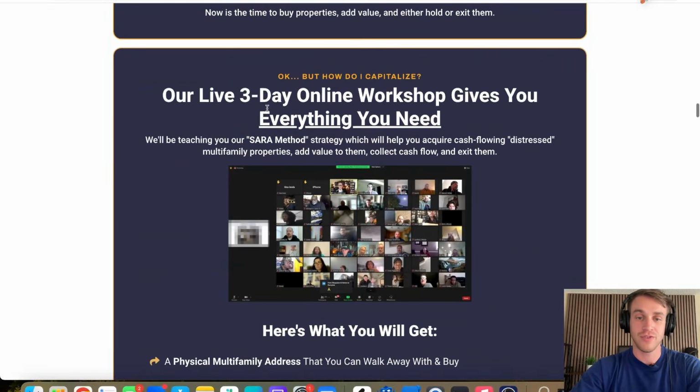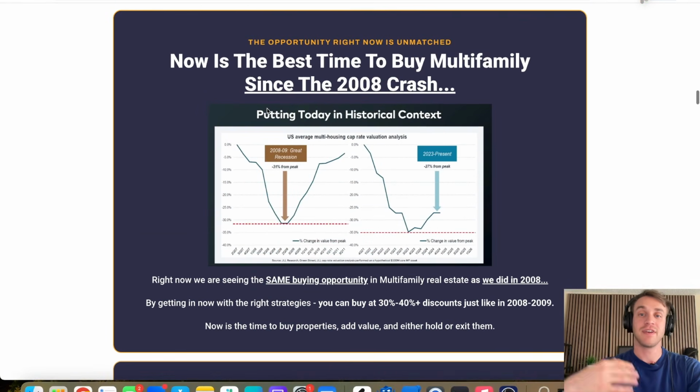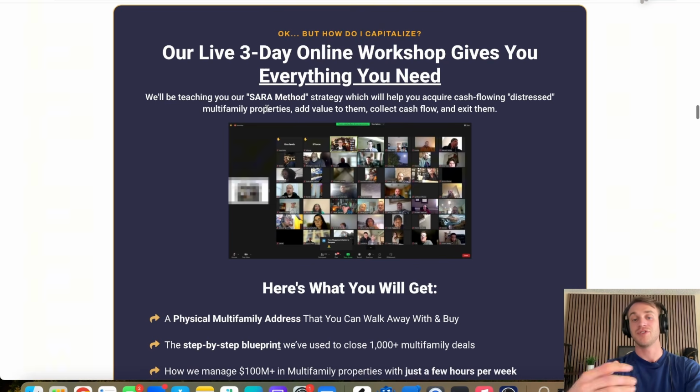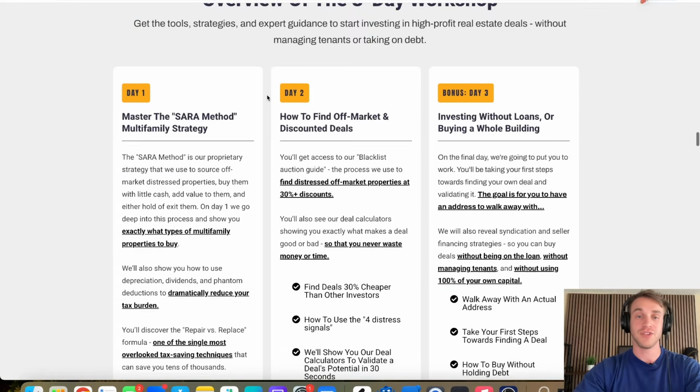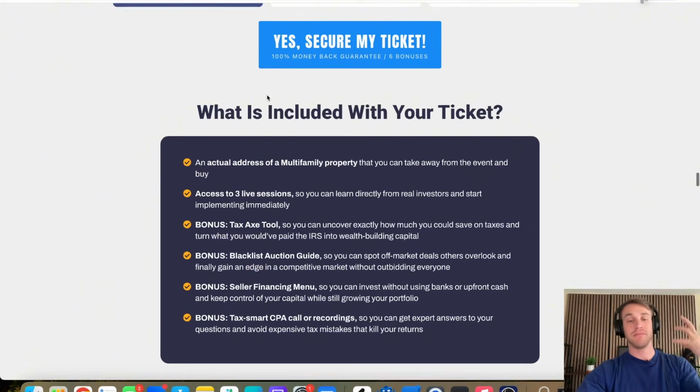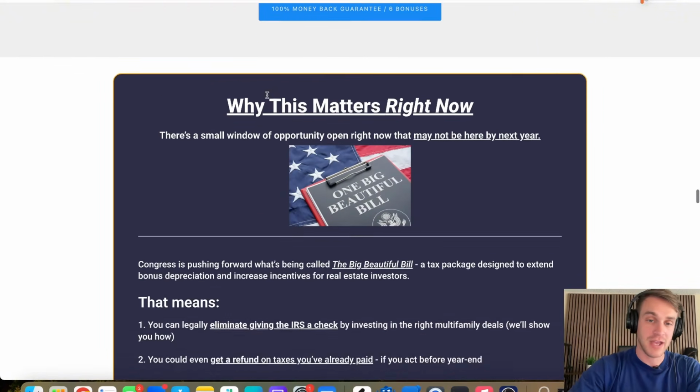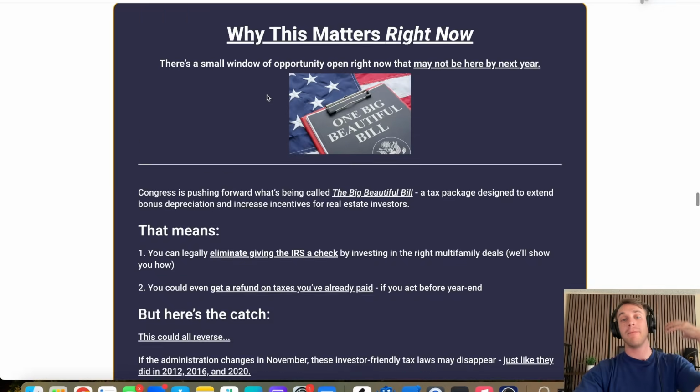But then if we scroll down some more, we're essentially selling the opportunity of getting into multifamily a little bit more here, and also selling the actual workshop. So what they get, what's included, is an overview of it. We're trying to give as much information as humanly possible on this page, obviously in a condensed manner, for somebody to make a decision to buy a ticket.